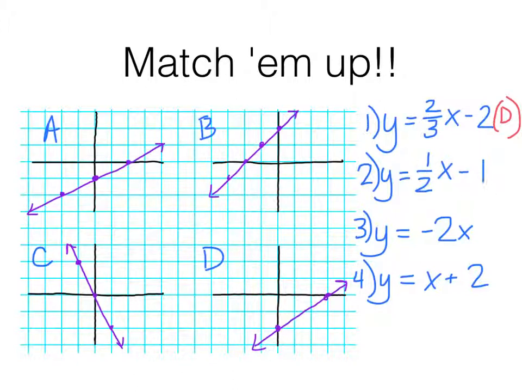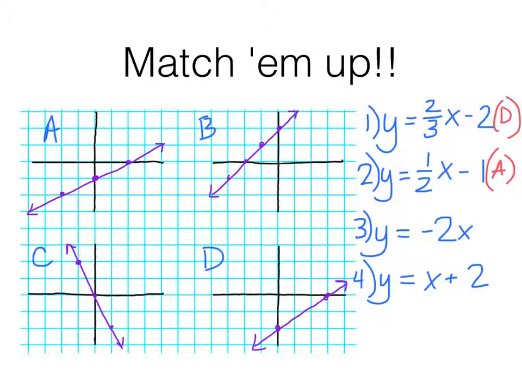Let's look at the next one. Slope of 1/2, y-intercept of -1. Again, let's look at the y-intercept. -1. Nope. Nope. It's got to be this one. Let's look at that slope. 1 over 2. To go from one point to the next, I go up 1, right 2, up 1, right 2. Yep, that's it. So this has to be A.